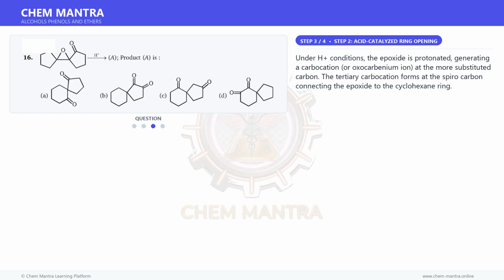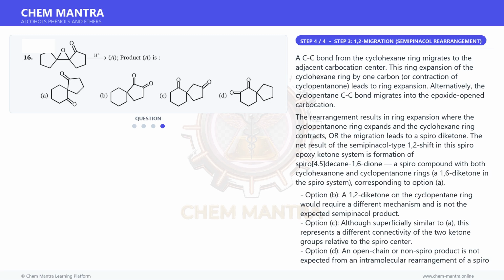Moving on to the next step. Under H+ conditions, the epoxide is protonated, generating a carbocation or oxocarbenium ion at the more substituted carbon. The tertiary carbocation forms at the spiro carbon connecting the epoxide to the cyclohexane ring. And for the final step, a C-to-C bond from the cyclohexane ring migrates to the adjacent carbocation center.